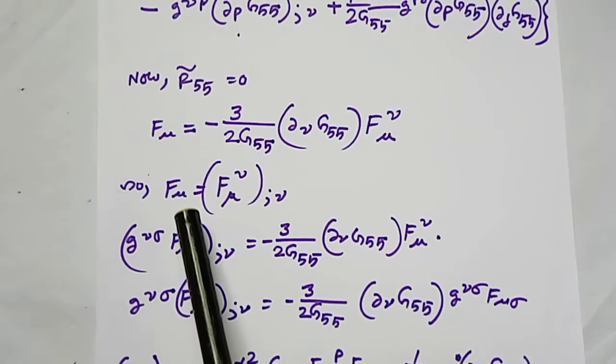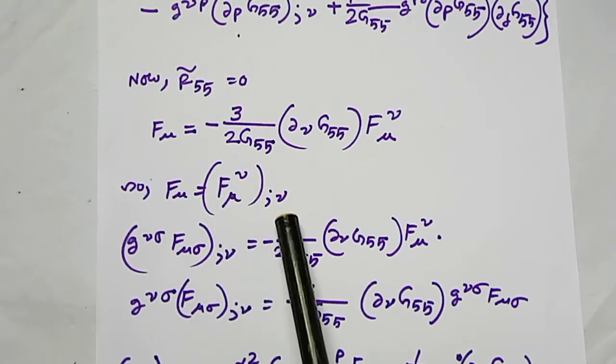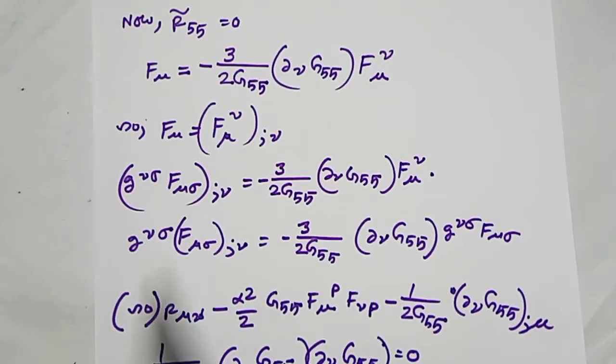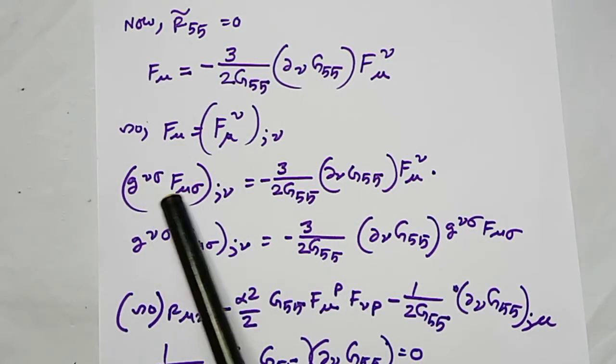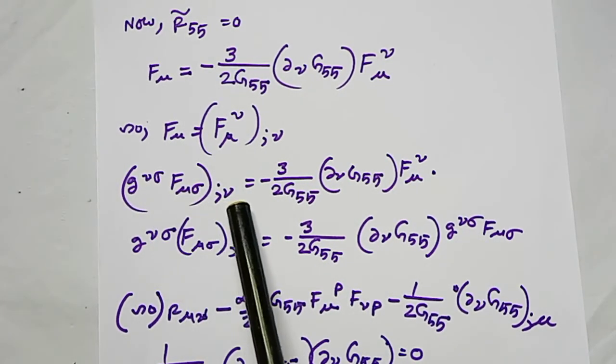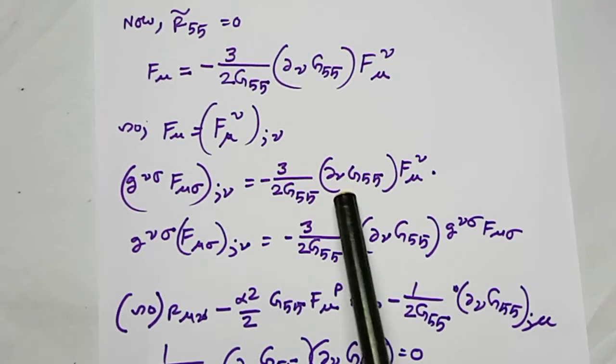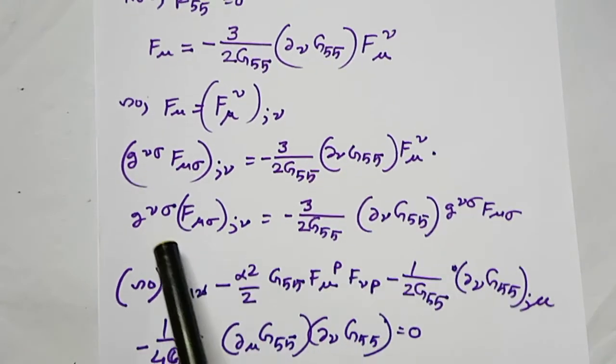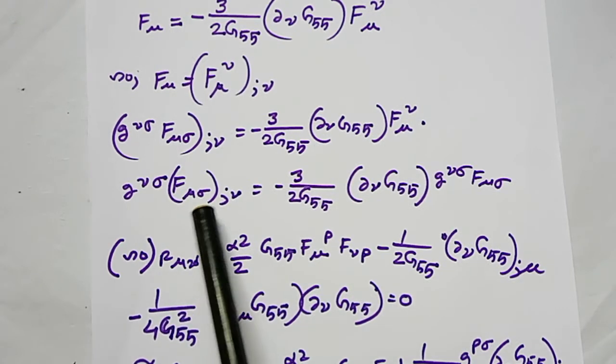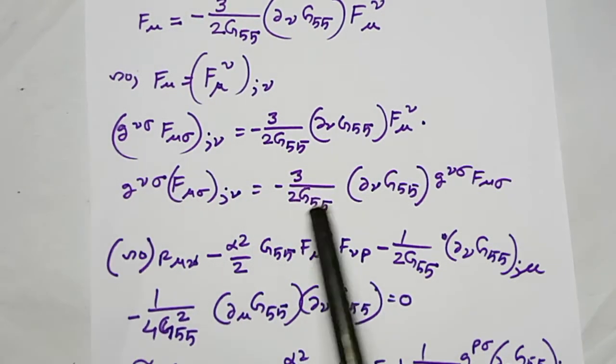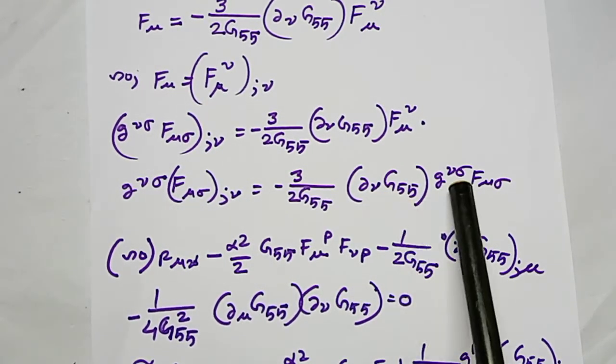Now F mu equal to F nu mu covariant with respect to nu. So g tilde mu nu g mu rho sigma g nu sigma equal to F mu sigma with respect to coordinate nu minus 3 by 2 g 5 5 del nu g 5 5 F nu mu. Now g nu sigma F mu sigma with respect to coordinate nu minus 3 by 2 g 5 5 del nu g 5 5 del nu sigma F sigma.